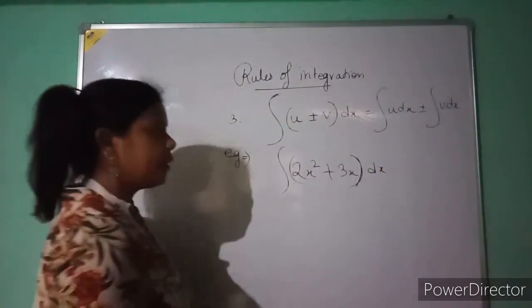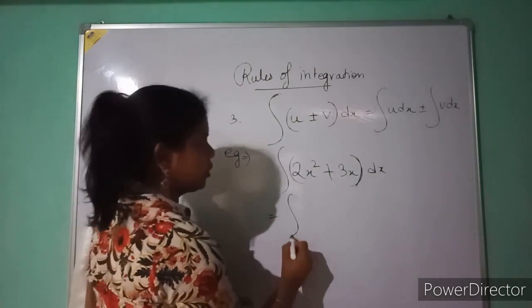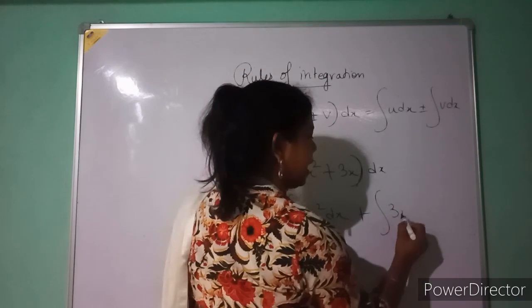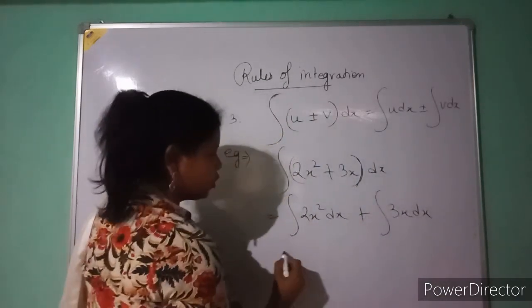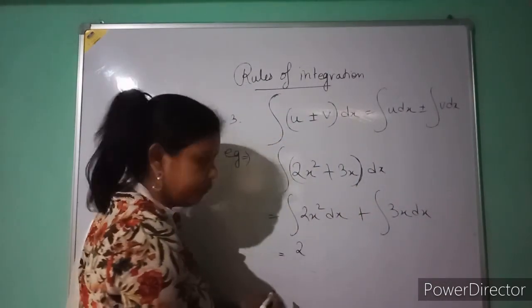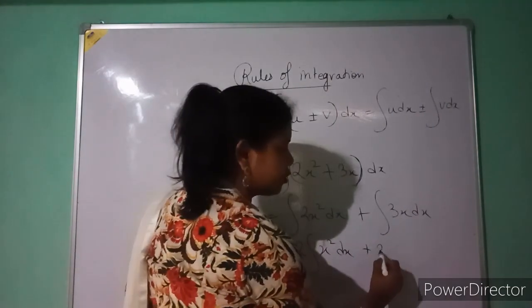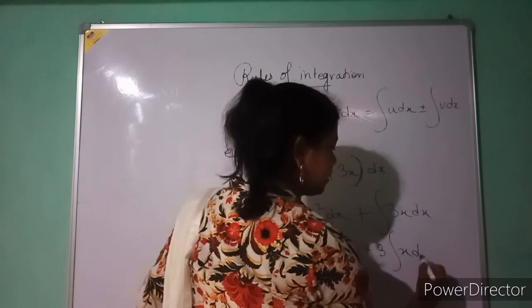So how can we write this one? I can write integration of 2x squared dx plus integration of 3x dx. Is it okay? So now 2 will come out according to the first rule. Second rule, x squared dx. Done? Here also 3 will come out, integration of x dx.